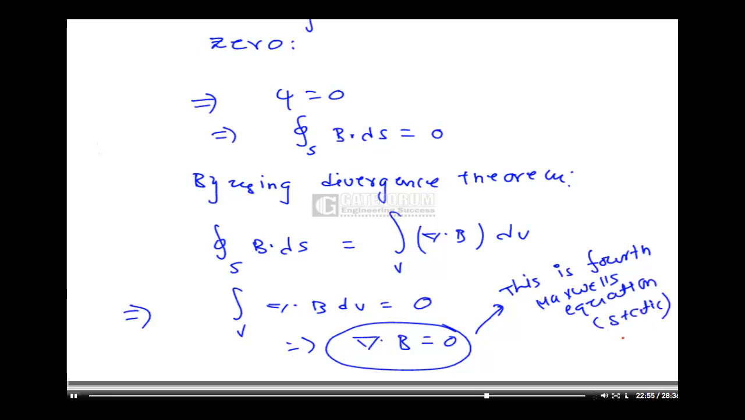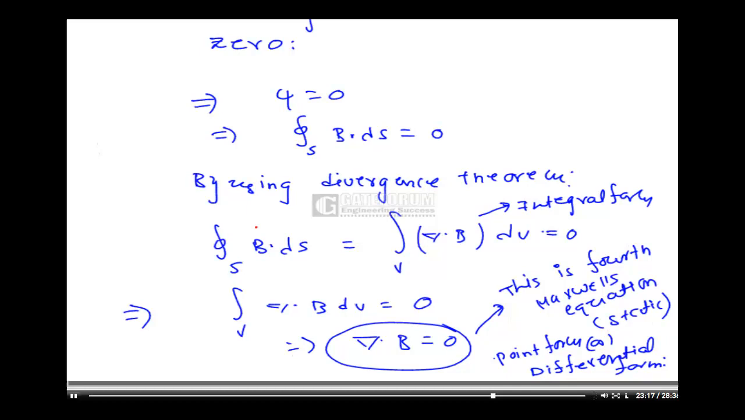So this is in point form or differential form. Point form or differential form. And the integral form is the integration over S of B dot ds equal to 0. The entire equation is the integral form.